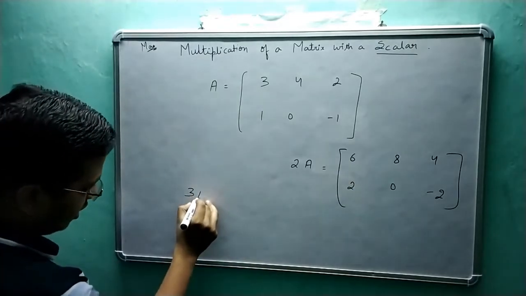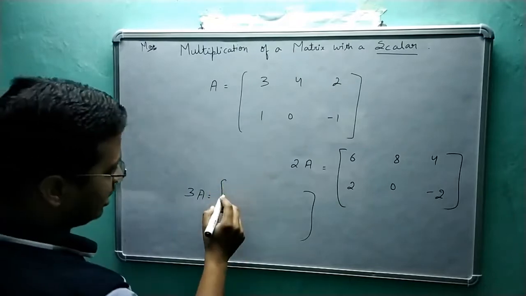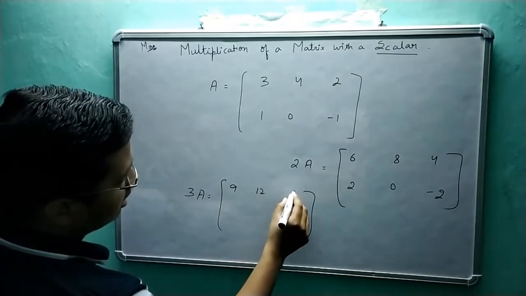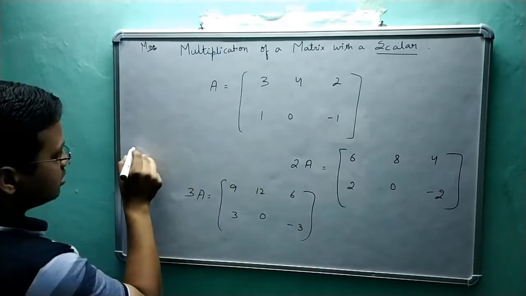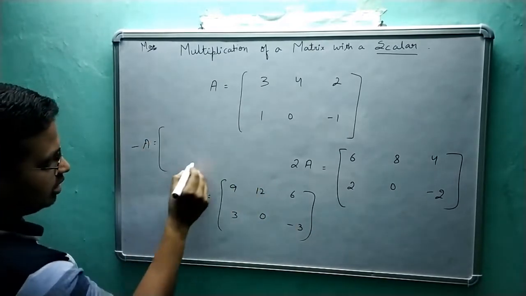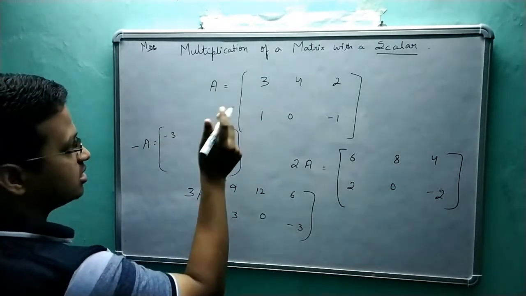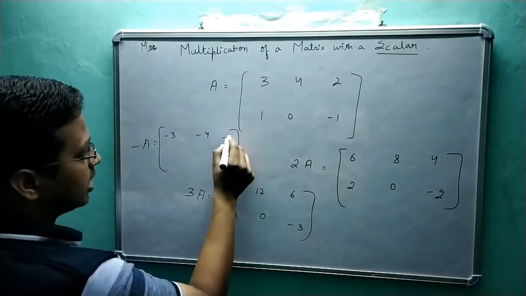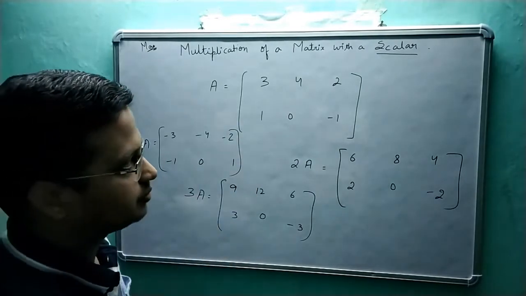Similarly, 3A will be, now 3 will be multiplied to all the elements. So 9, 12, 6, 3, 0, minus 3. Similarly, minus A will be, minus 1 will be multiplied to all the elements. So minus 3, minus 4, minus 2, minus 1, 0, 1.